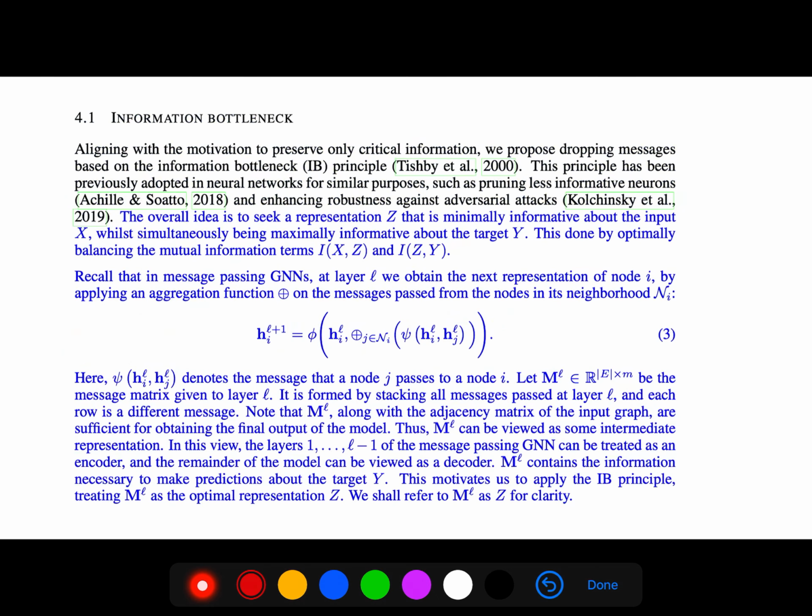So the overall idea is to seek a representation Z that is minimally informative about the input X, and simultaneously we want to maximize the mutual information between Y and Z, the output.